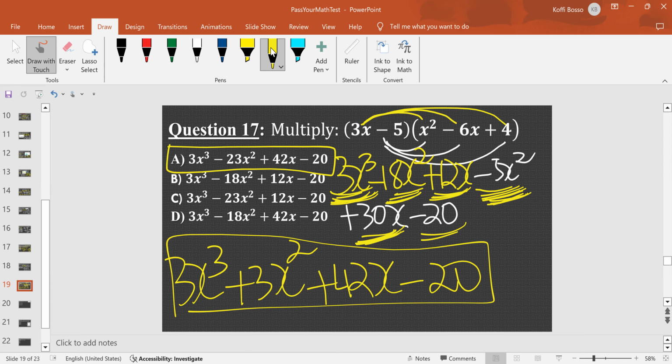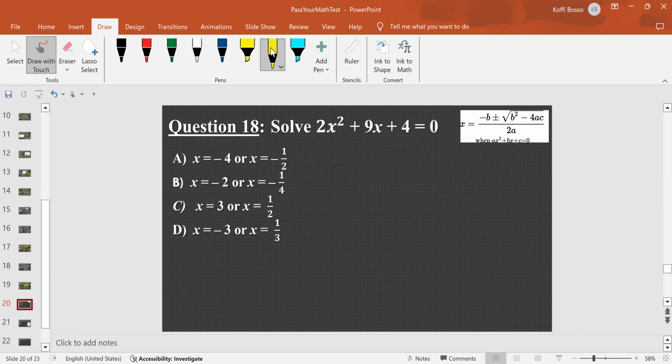Question 18. They say solve 2x squared plus 9x plus 4 equals 0. And they give you 4 different answers. We have a different method we can use here. You can check the solutions one by one by plugging in. But because the solutions here have fractions, if you don't pay attention, that can give you some error.